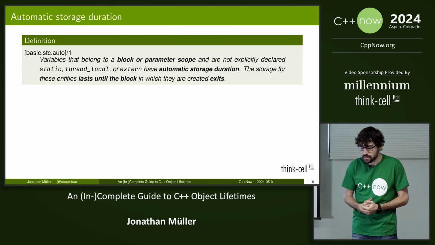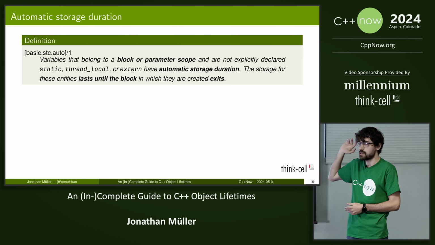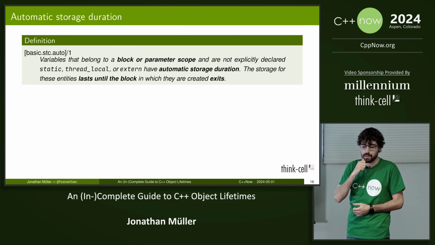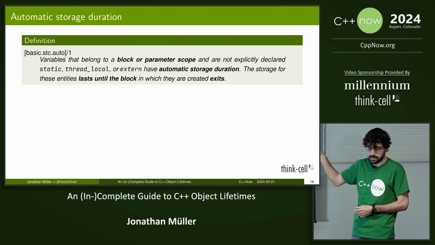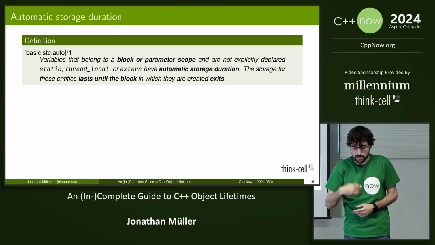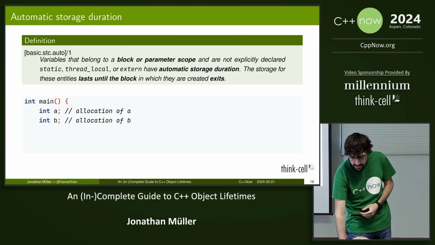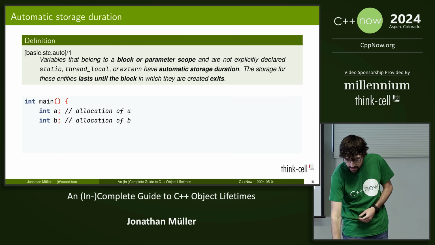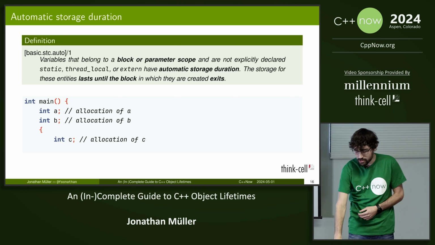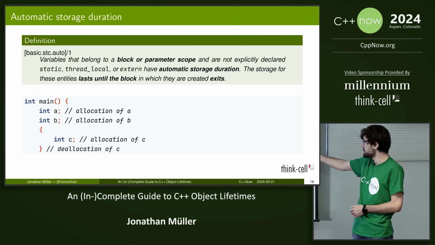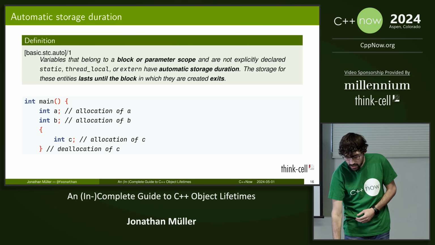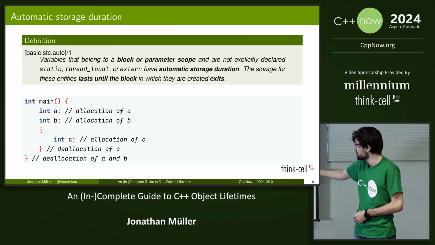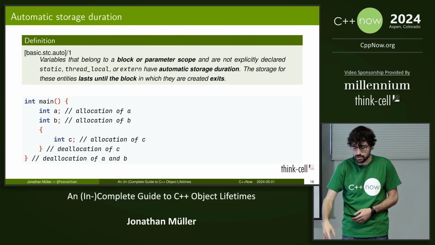So automatic storage duration is the easiest one. When you've got a variable in a block or parameter scope, without any special keywords, it has automatic storage duration, and the storage lasts until the block exits. So when control reaches here, we allocate storage for those local variables. Then we allocate more storage. We deallocate storage of C because we end the block. And then we deallocate storage of A and B. This is automatic storage duration.